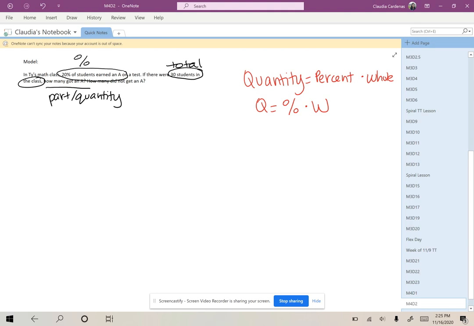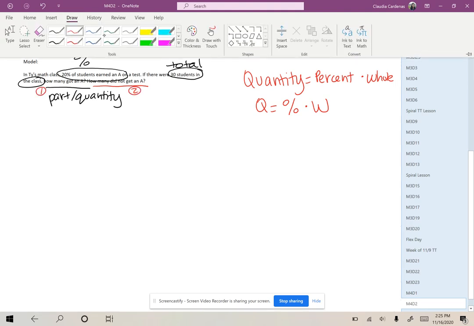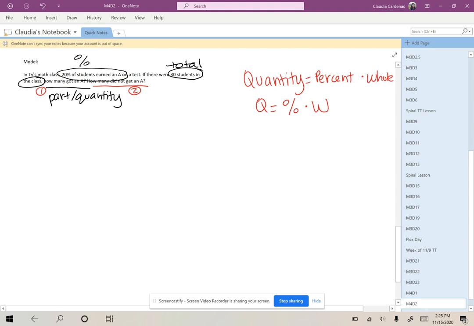So if we are talking about our equation, I can't forget about the second question where it says how many did not get an A. So there's two parts. Let's just number them so that we know there are two parts that we need to find by the end of our problem solving. Okay, so let's label our equation: quantity equals percent times whole. We're going to substitute our numbers into every part that we are given and then leave a variable for what is missing. We don't know the part, or the quantity, so we'll leave that as Q, because we're trying to find the part that got an A.